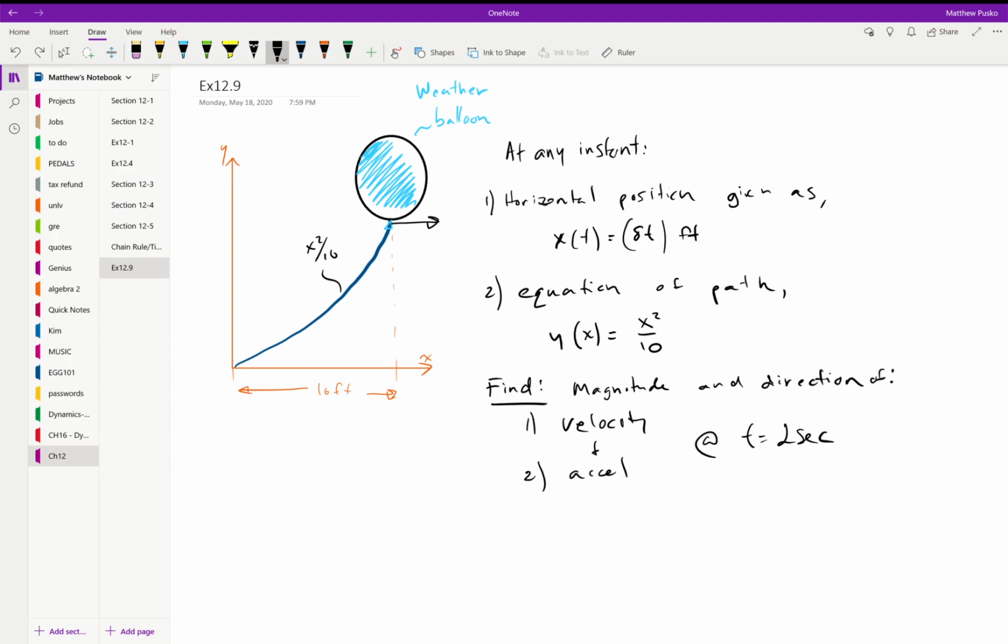Let's take a look at example 12.9. At any instant the horizontal position of the weather balloon is defined by x as a function of t. So we have x is 8t at any given t. We also have that the equation for the path of the balloon, y as a function of x, is equal to x squared over 10. So this one is not a function of time.